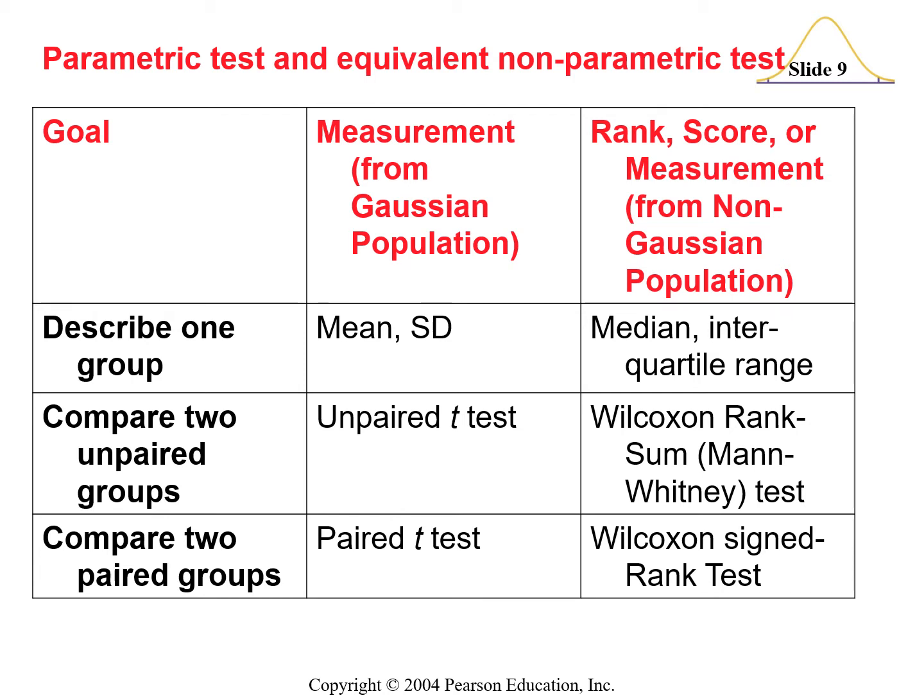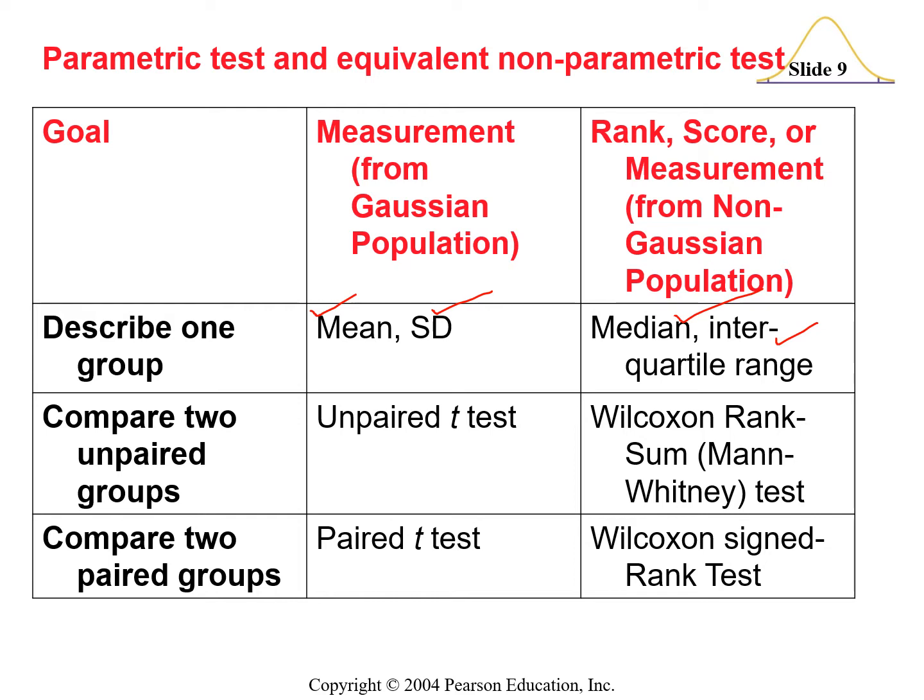For describing one group in normally distributed or parametric analysis, we use the mean as the main measure of center and the standard deviation as the main measure of variation. But for not normally distributed data, that means when using non-parametric methods, we use the median as the main measure of center and the IQR, interquartile range, as the main measure of variation.